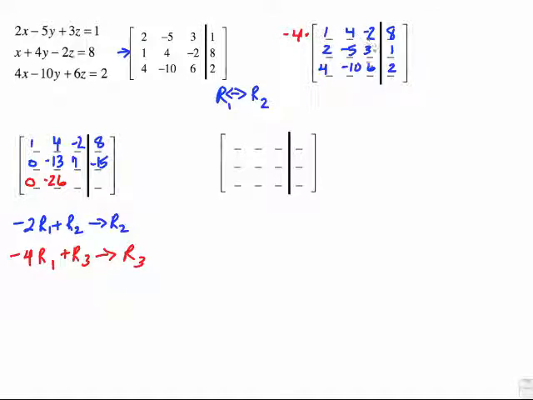-4 times -2 is 8 plus 6 is 14. And -4 times 8 is -32 plus 2 is negative 30. So I've got my 1 in the upper left-hand corner and zeros below.